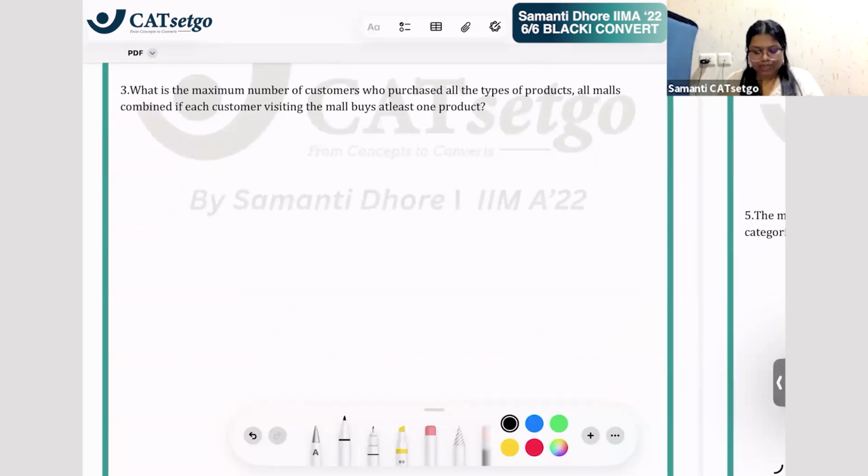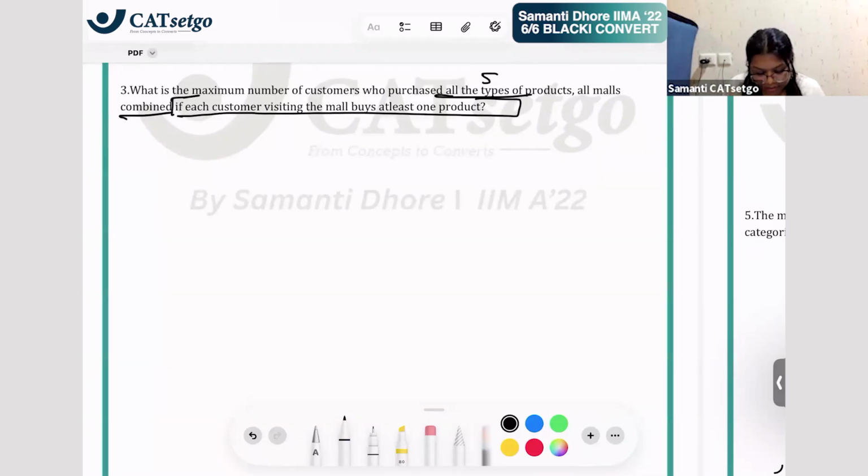What is the maximum number of customers who purchased all 5 types of chocolates from all malls? Calculate for each and every mall individually and we'll add, if each customer visiting the mall buys at least one product. So now the constraint is given to you. The constraint is each person ends up getting one chocolate. Every person has bought one product. So tell me, how will you solve this? If you've really understood, you should be able to solve.